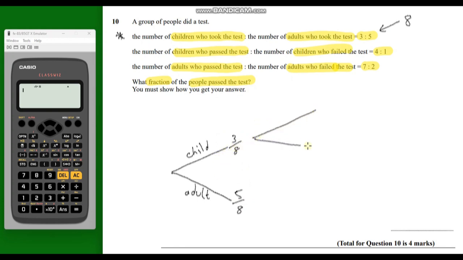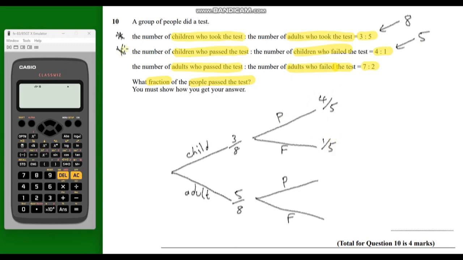So let's do another set of branches for both the children and the adults. Here I'm just going to put P for passed and F for failed, so pass and fail for each type of person. Let's look at the children first. The ratio of pass to fail is 4 to 1, so there are 5 parts. Passed would be 4/5, failed would be 1/5.